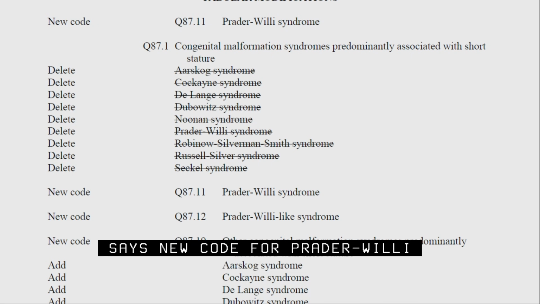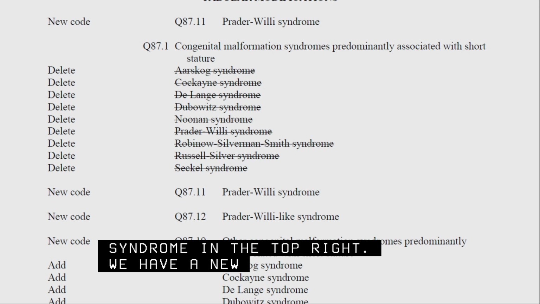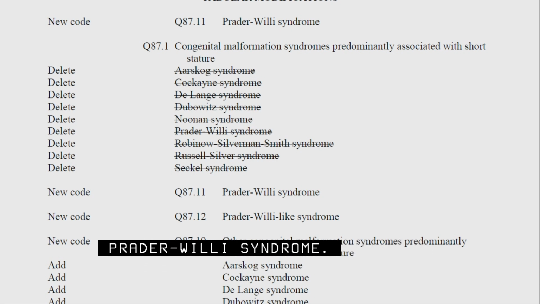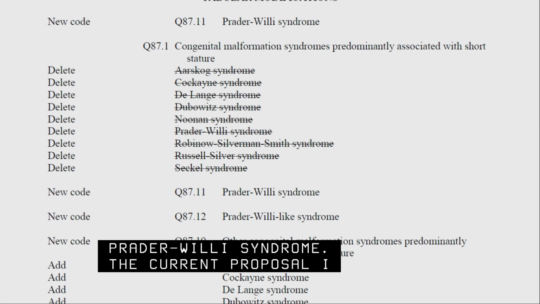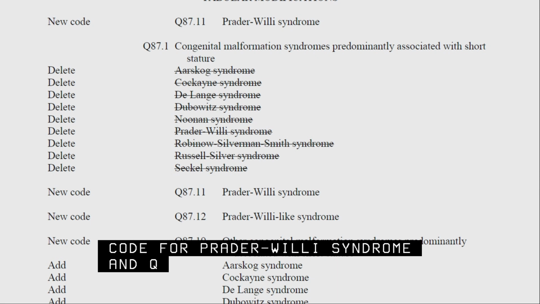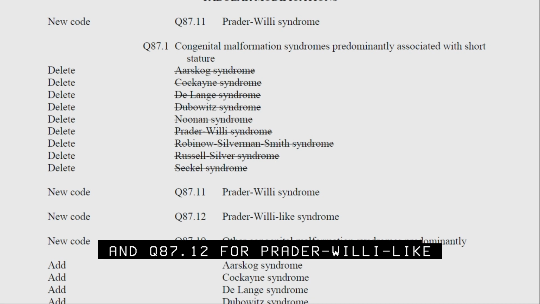Near the middle here we have a new code, Q87.11 for Prader-Willi syndrome. And again, this is at Q87.1, which is titled Congenital Malformation Syndromes Predominantly Associated with Short Stature. The current proposal is, again, the new code for Prader-Willi syndrome, and then a new code Q87.12 for Prader-Willi-like syndrome. Again, it was suggested that maybe we should title it something like Prader-Willi-like condition or Prader-Willi-like phenotype.